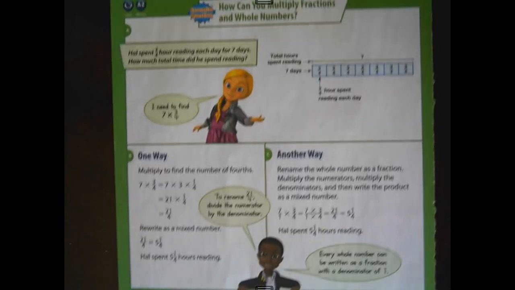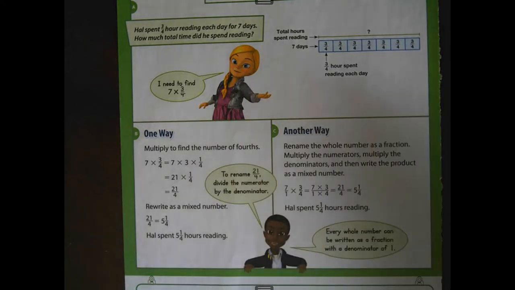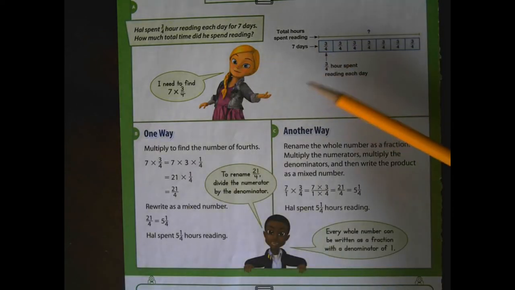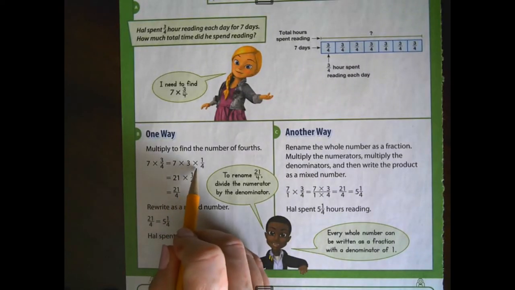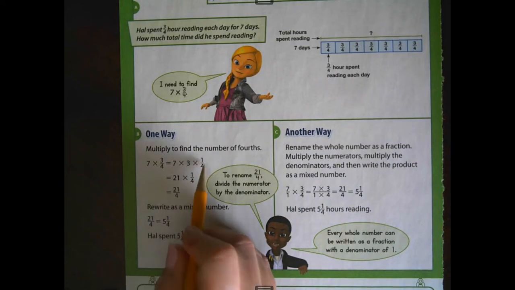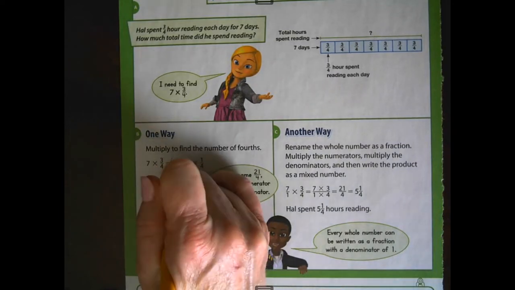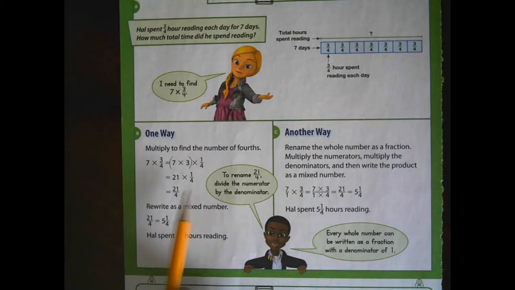All right, one way we can do this, we've already looked at this method. We can multiply to find the number of fourths. So if we take the expression 7 times 3/4, we can think of it as 7 times 3 times 1/4, because 3/4 is really 1/4 3 times. And then using that associative property, we can look over here and multiply the whole numbers to get 21 times 1/4. That gives us 21/4.